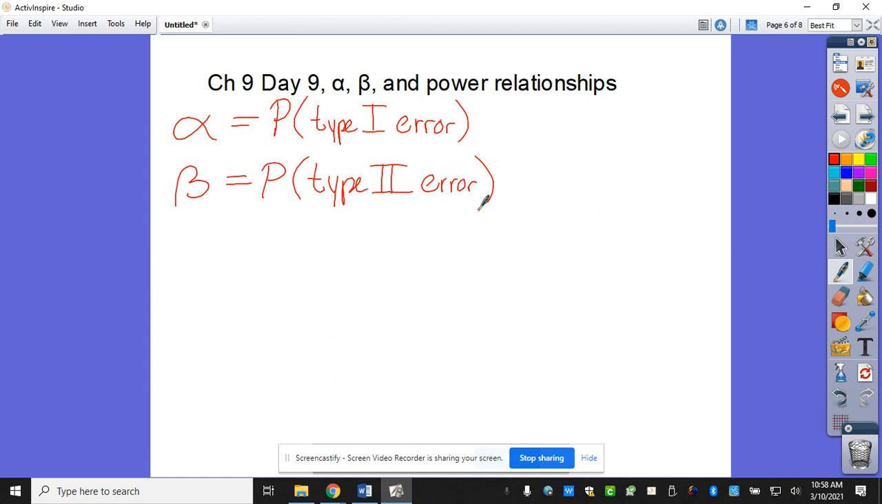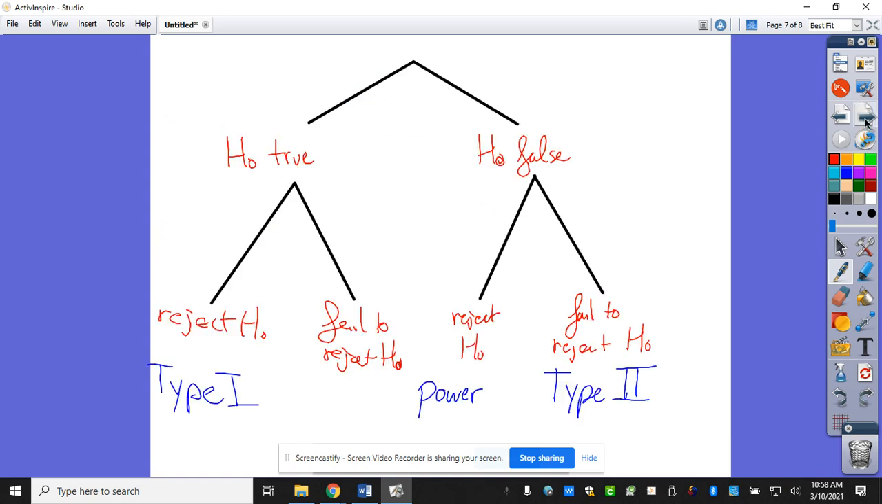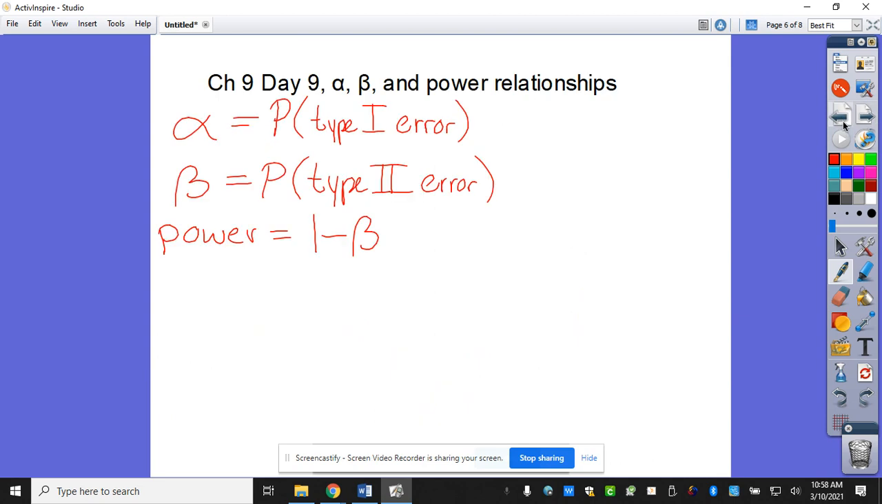I said something about relationship with one of these. Power equals something related to one of those. Why? It should make sense when you look at this. Because if I know I'm here, if I have a 10% chance that it's a type 2 error, what percent chance do I have that it's power? So that's where that 1 minus beta comes from.